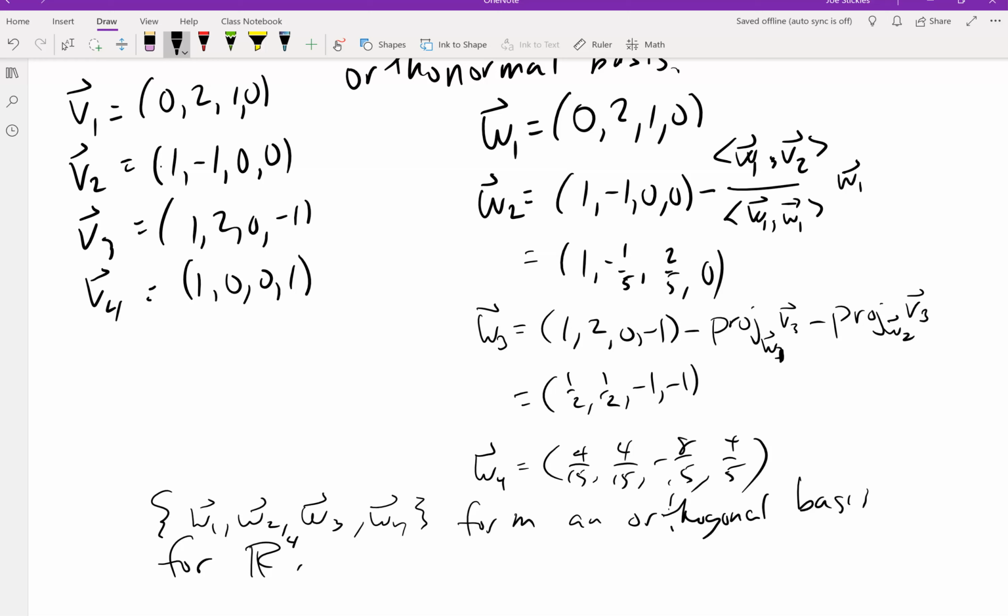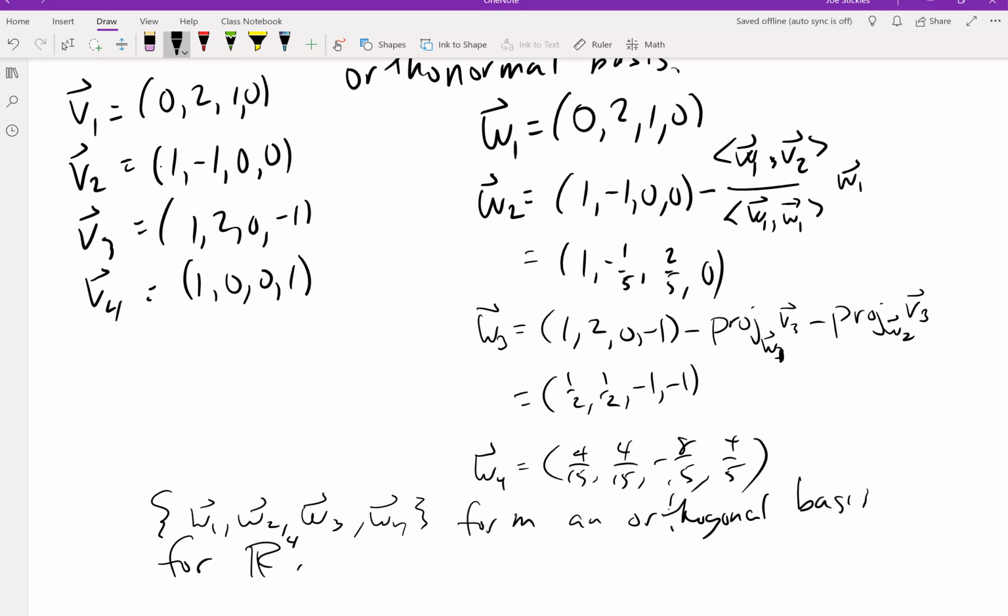For example, if I take W1 and do its inner product with W3, I get 0 times 1/2 is 0, 2 times 1/2 is 1, 1 times -1 is -1, and 0 times -1 is 0, and I add that together, I get 0. I really do get 0.